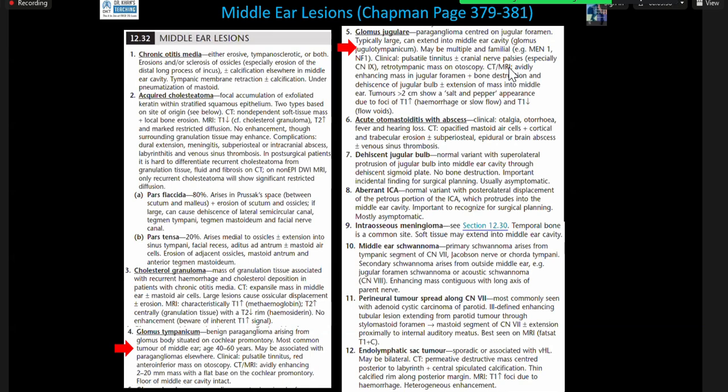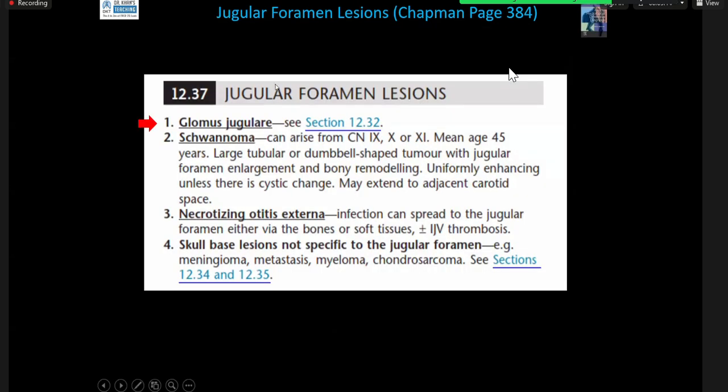Please remember that they are associated with various types of syndromes. So they can be familial, they can be bilateral, and they can be multiple. And interestingly, when they are in the adrenals, we call them pheochromocytomas. So another point, in your book there is another differential, which is jugular foramen lesions. Glomus jugulare is one of them.